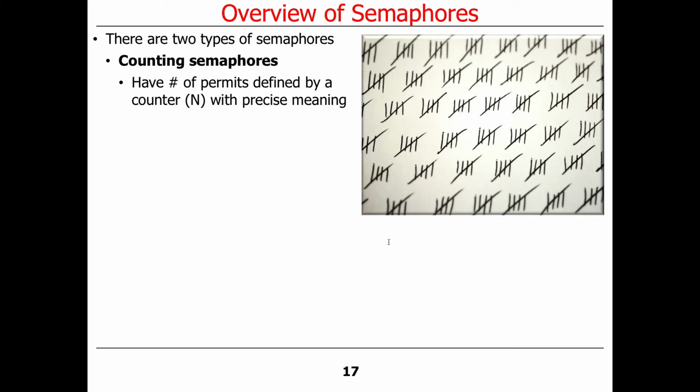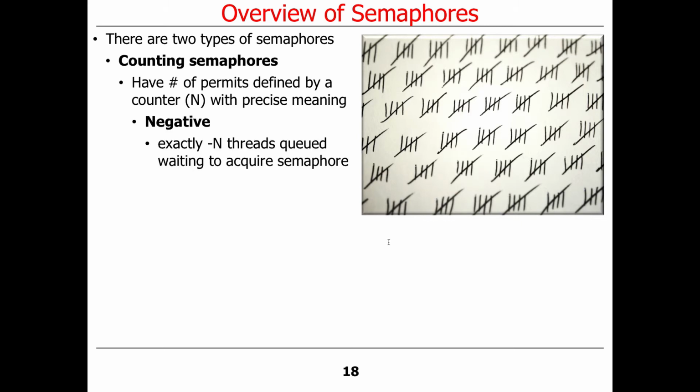Now keep in mind that the way the counter works is it's atomically incremented and decremented. That's part and parcel of what we're about to talk about. If the count is negative, whatever the count is, let's say it's -3, that means there are 3 threads queued up waiting to acquire the semaphore.